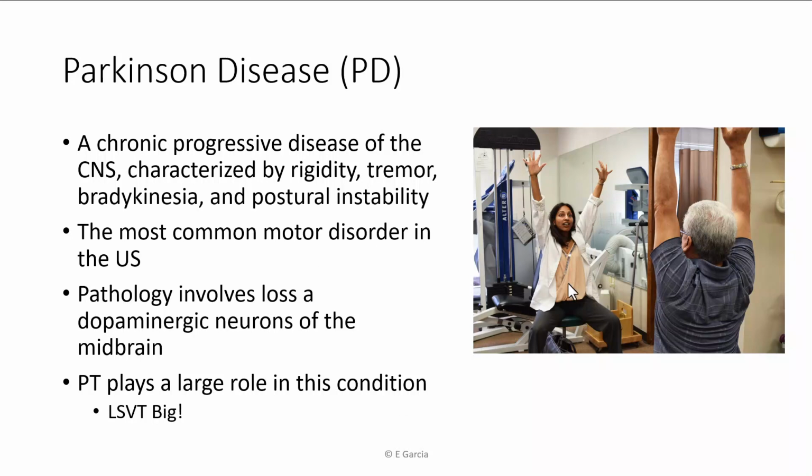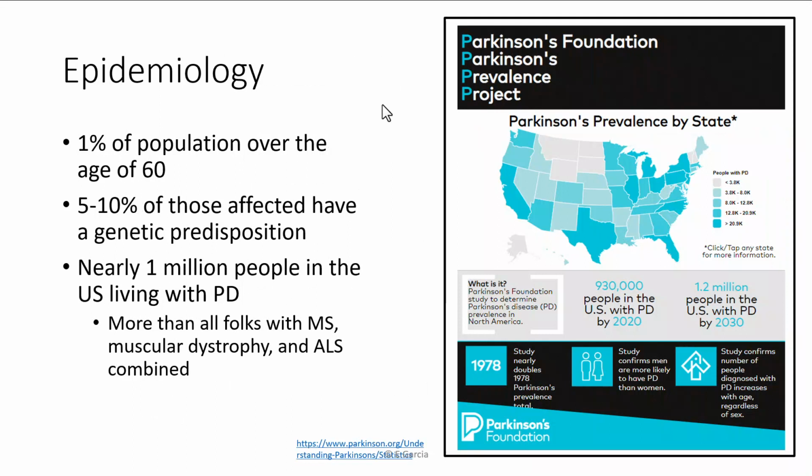And PT is huge in this condition because it's a motor disorder. So the epidemiology, it's 1% of your folks over 60 across the US. That means there's upwards of 1 million people right now in the US living with Parkinson's disease, and that population is larger than everybody with MS, muscular dystrophy, and ALS combined. So this is far and above the most common neuromuscular disease in adults.